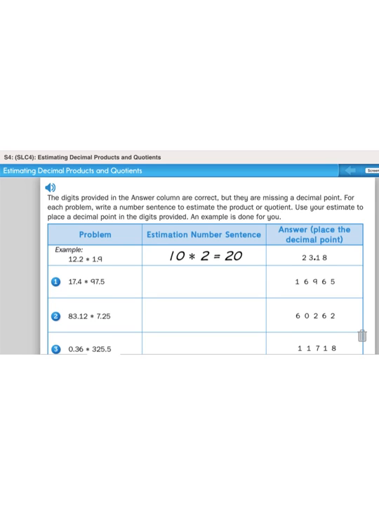So they gave us the example. Our problem is 12 2/10 times 1 9/10. So they used for the estimate 10 times 2. They rounded 12 2/10 to 10 and 1 9/10 to 2. So we know that gives us 20. So therefore, the decimal must go in between the 3 and the 1. So our answer is 23 18/100.